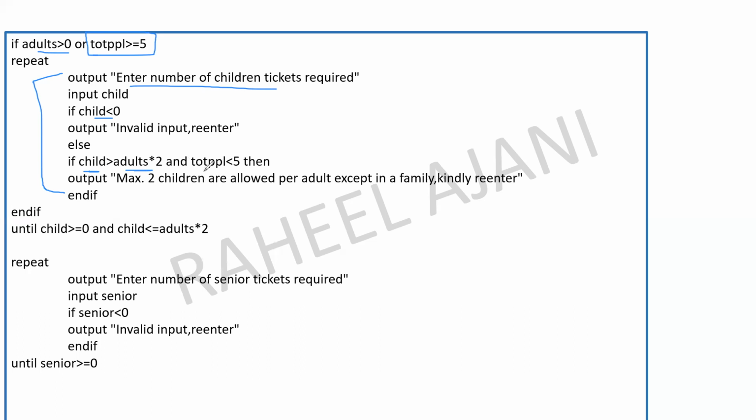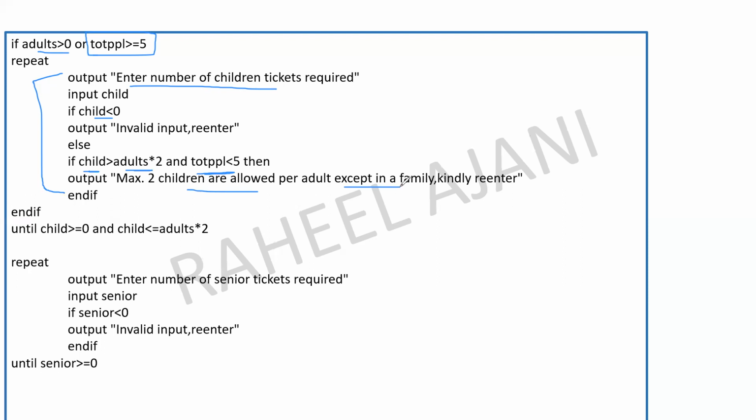And total people needs to be less than 5. If it is less than 5, then maximum you'll get an error. Maximum 2 children are allowed, except in a family. So that's the condition which they have asked us in the pre-release.